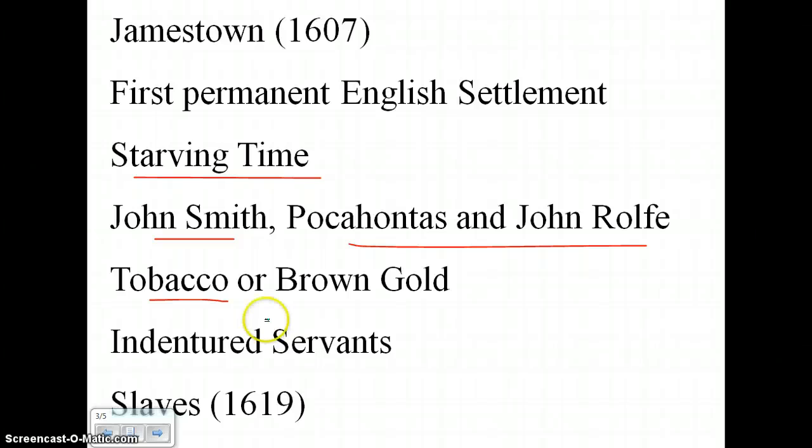Now that you're cultivating tobacco, you need workers. And indentured servants, people who agreed to work for 7 to 14 years in exchange for the passage over, became one of the most common sources of labor in early Jamestown.